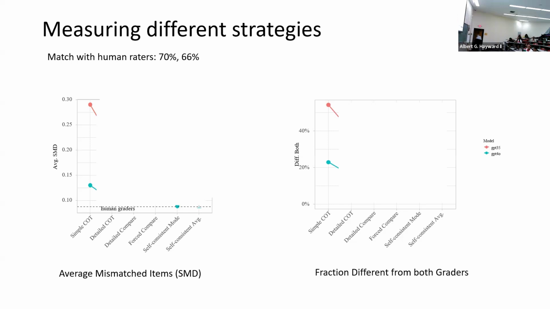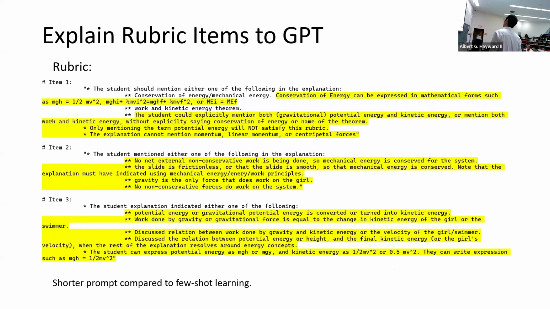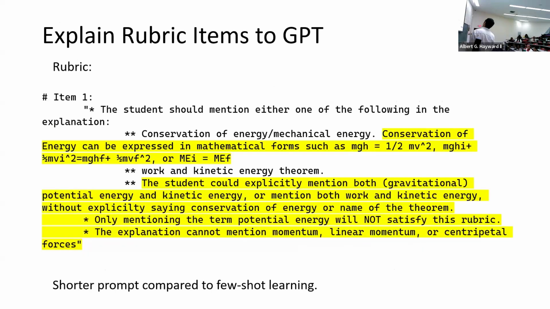We looked at the solutions and realized sometimes GPT is grading something too strictly. And we decided to tell it. For each rubric item, we added lots and lots of explanations. For example, the student should mention either one of the following in the explanation: conservation of energy, mechanical energy. GPT strictly mandates that the student answer contains the word conservation. But we need to explain it to it.